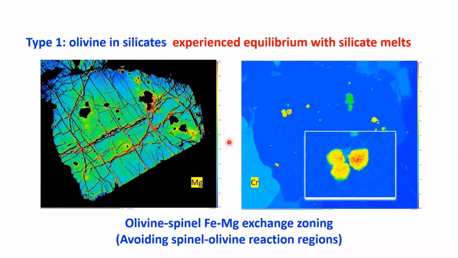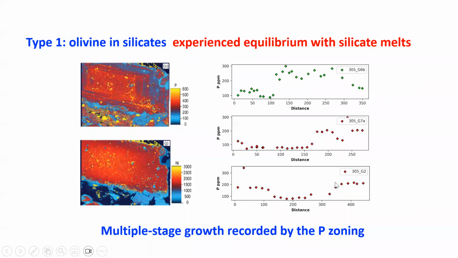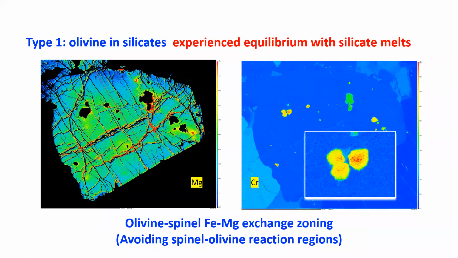The idea is to select different samples from the intrusion, some close to the rim and some close to the center, and to look at what kind of zoning we get.